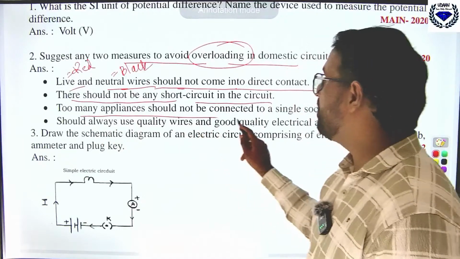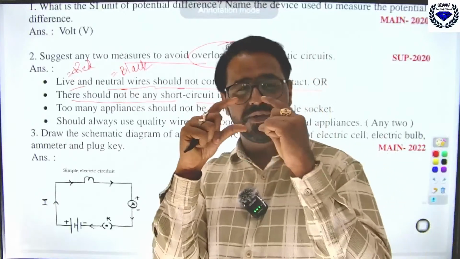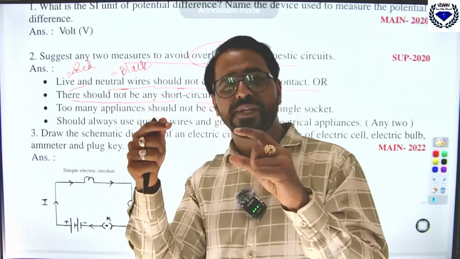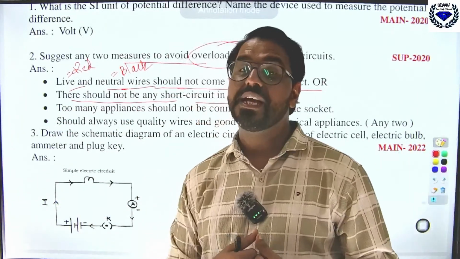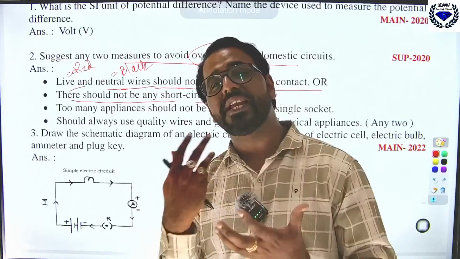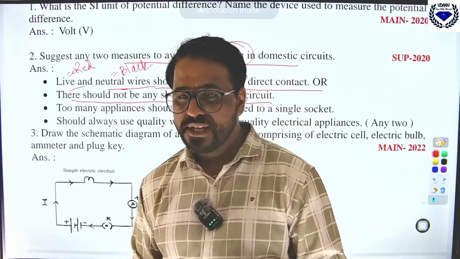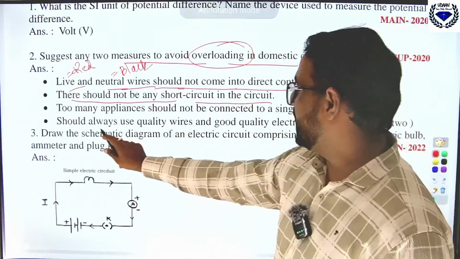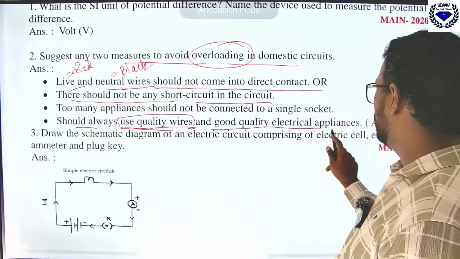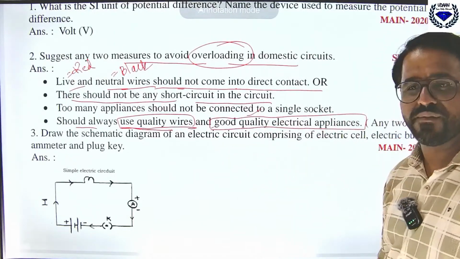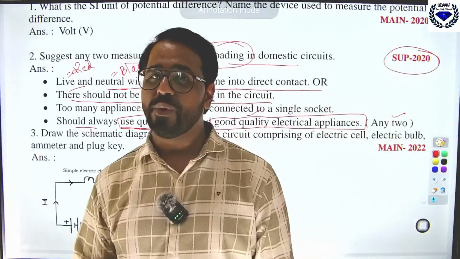Then too many appliances should not be connected to a single socket. If you are connecting too many appliances to one switch, using a 3-pin switch or 4-pin switch with multiple appliances, suddenly there will be some kind of short circuit that will lead to overloading, which will damage your electrical appliances. Next, you should always use quality wires. You should use good quality wires and good quality electrical appliances in order to safeguard electricity. Any 2 you should write. This question has come in the supplementary examination 2020.